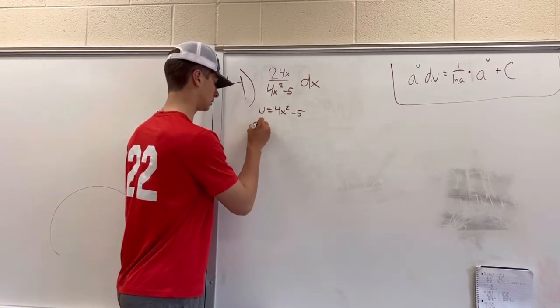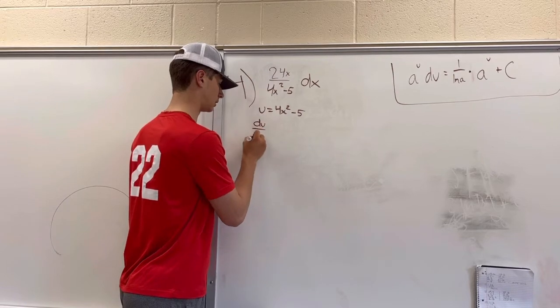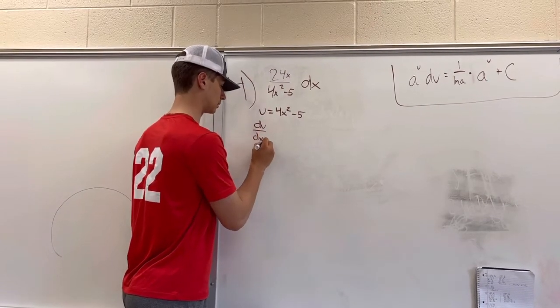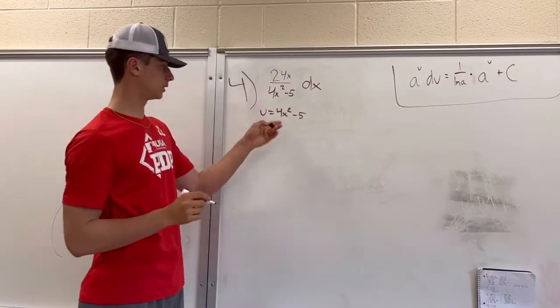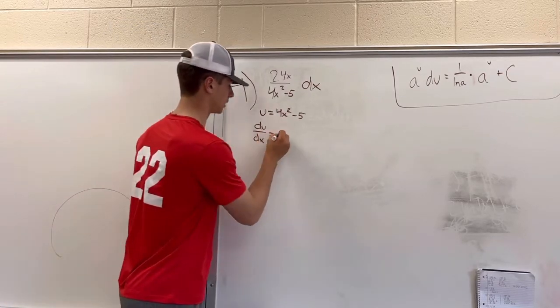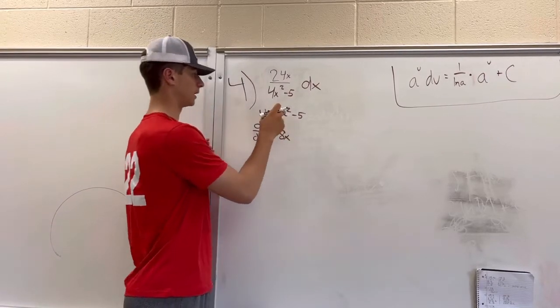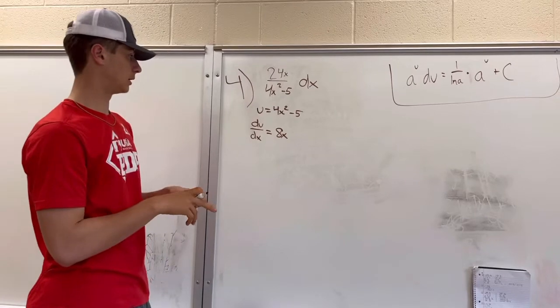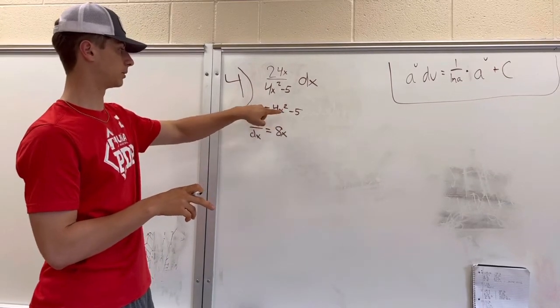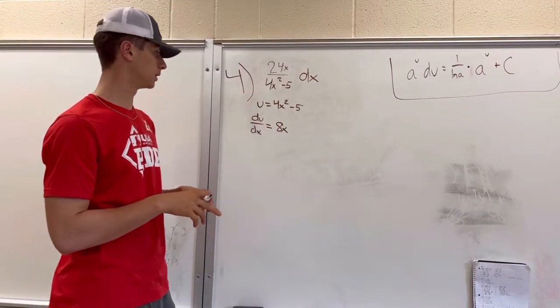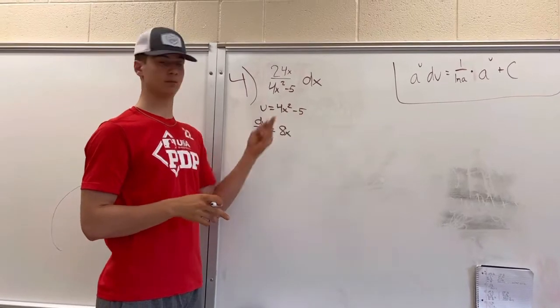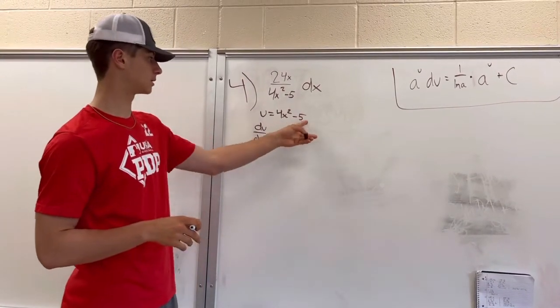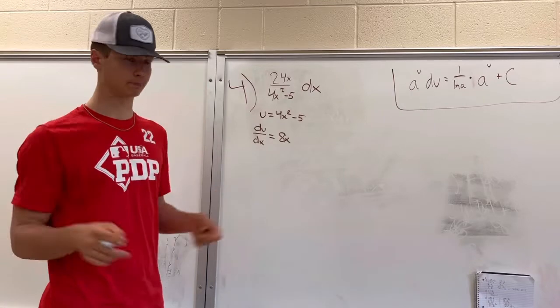So du over dx would equal just 8x, because you would multiply the 2 to the 4, and then you take away one of the exponents, you minus 1 to the exponent. So that just leaves us 8x, and then if there's no x, then it just goes away.